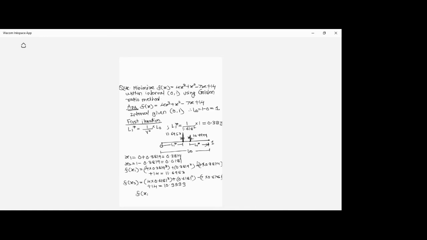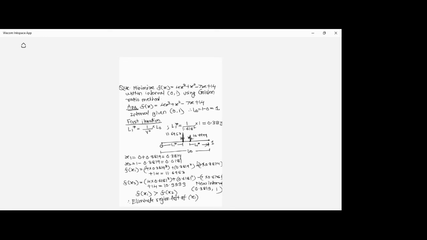Here we can write f(x1) is greater than f(x2). So if f(x1) is greater than f(x2), which region can we eliminate? Therefore, eliminate the region left of x1, right? Therefore, what is the new interval that we are going to get? It is x1, that is, 0.3819 comma 1, our new interval, right? And the next iteration we have to do in this interval. I'm hoping that you are getting this, right?